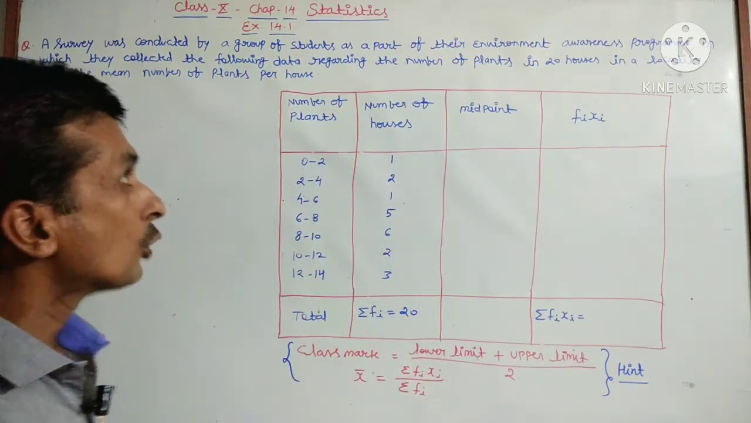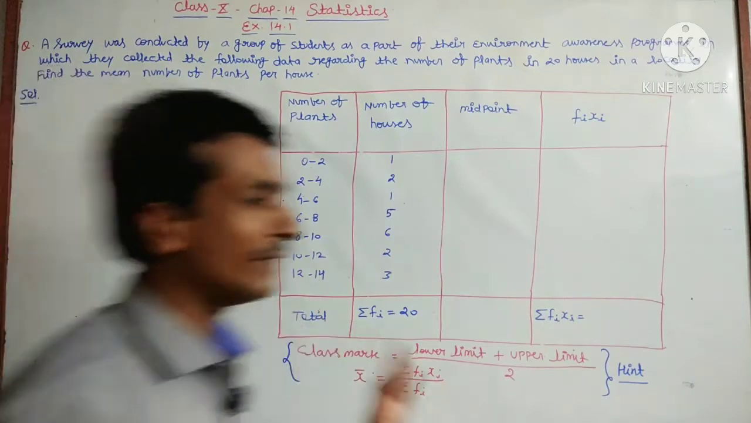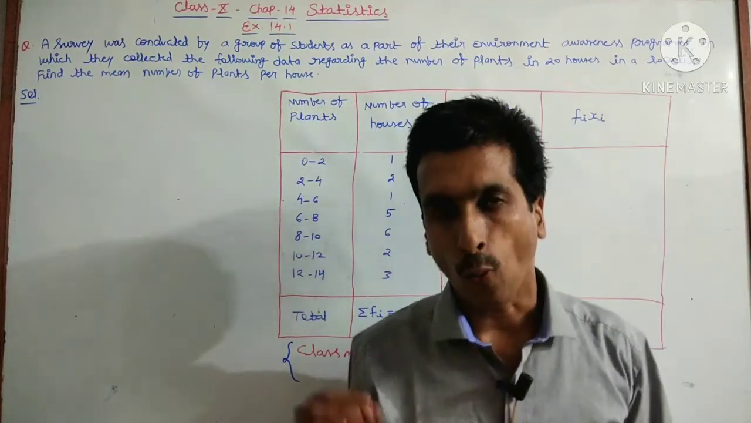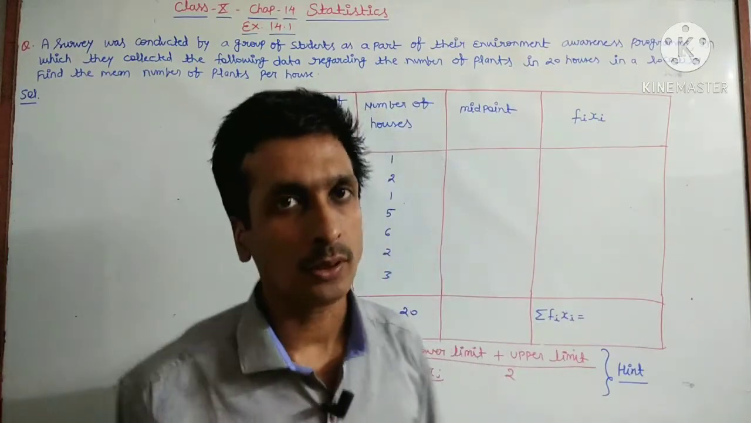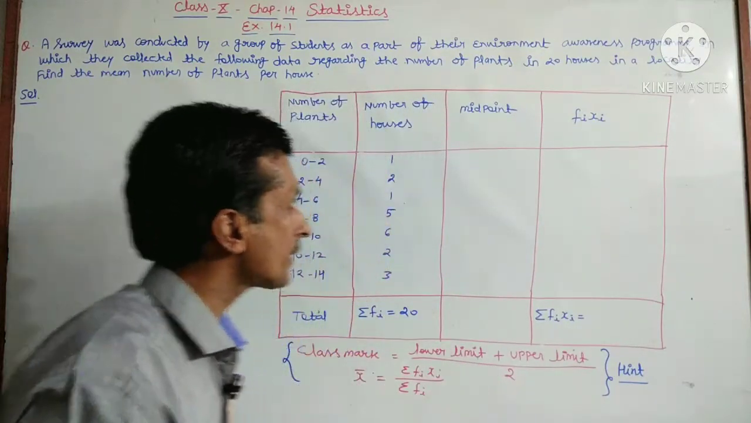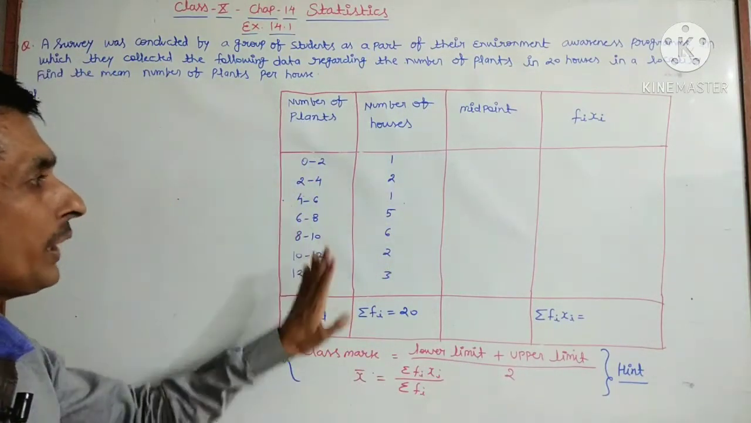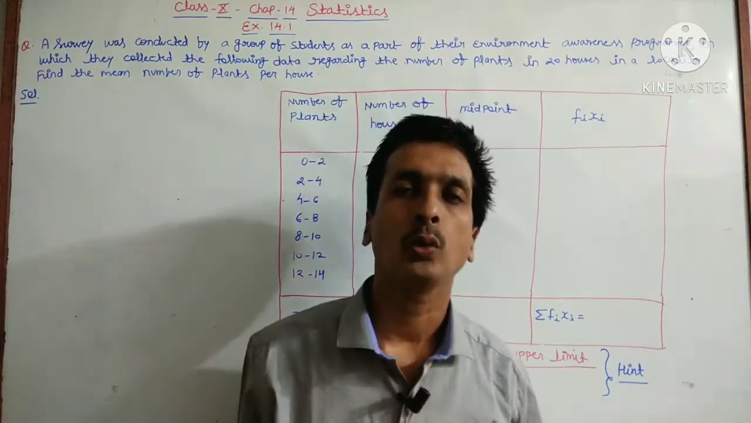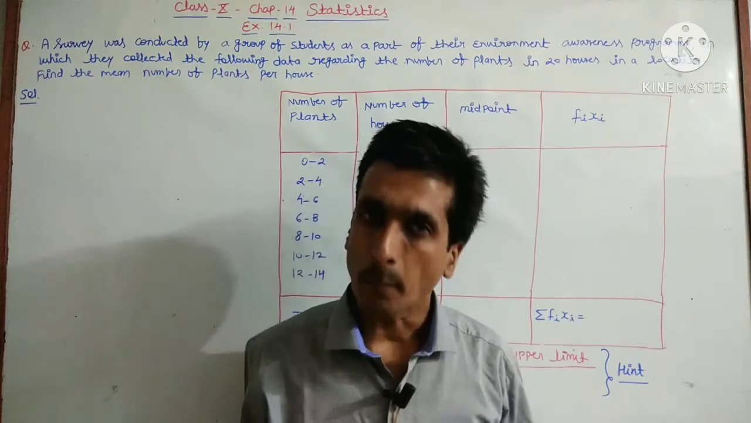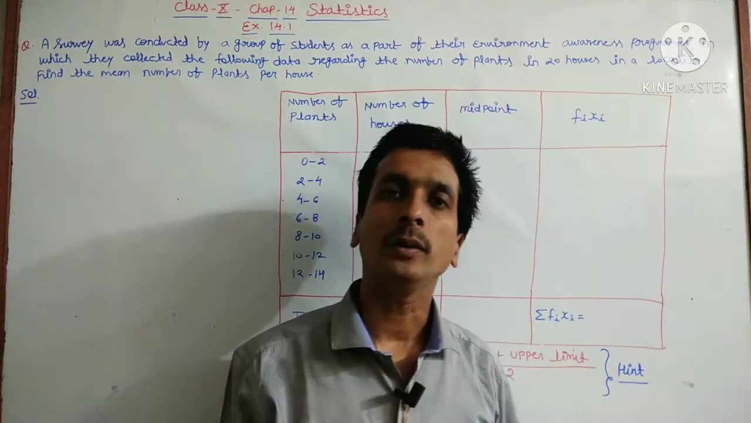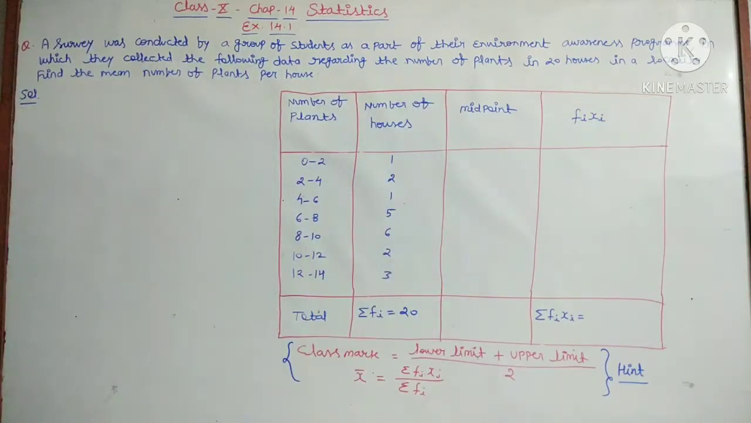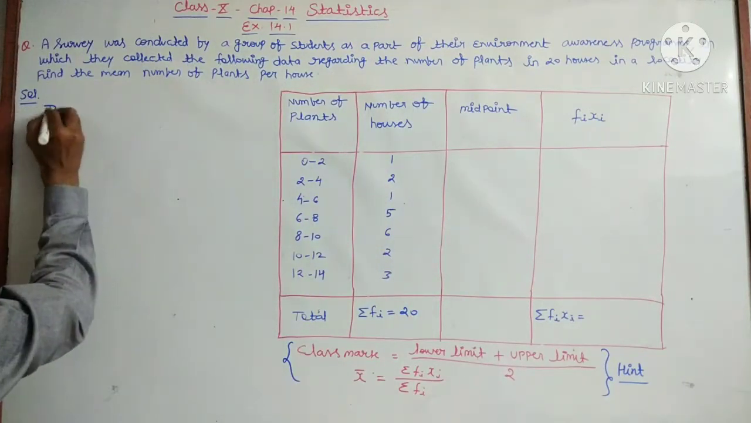Here we have to find the mean, and we will apply the direct method. Why do we use the direct method? Because here the calculation is simple, so you can apply the direct method. If you have a hard calculation, then you can apply the shortcut method, and we will discuss that in the next question. Now in this question, first of all we will apply the direct method.